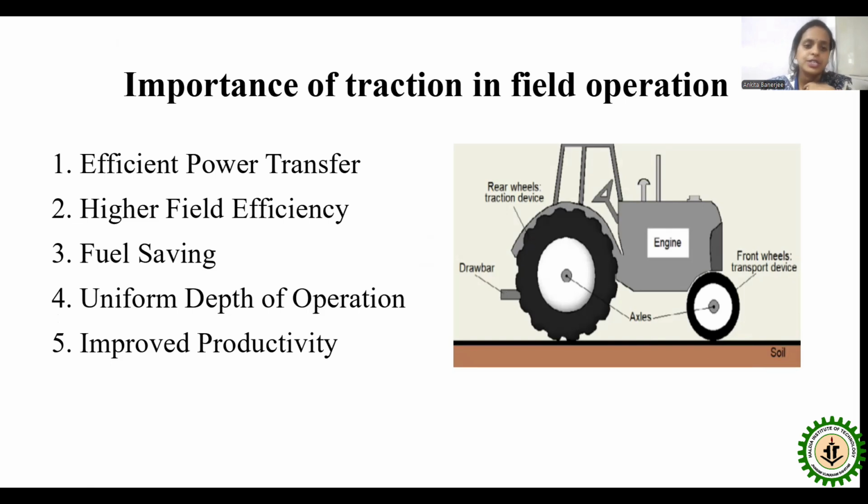Next, higher fuel efficiency. Definitely, if there is a loss of power, if the tractor faces wheel slip, then efficiency will decrease and fuel will be lost. This is what I have mentioned here. If there is proper traction, we will see efficient power transfer, higher field efficiency, fuel saved, uniform depth of operation, better tillage operations performed in the field, and increased productivity.